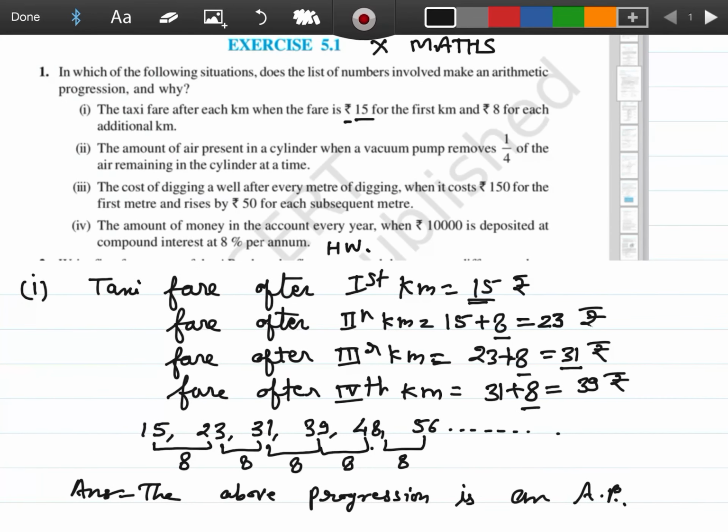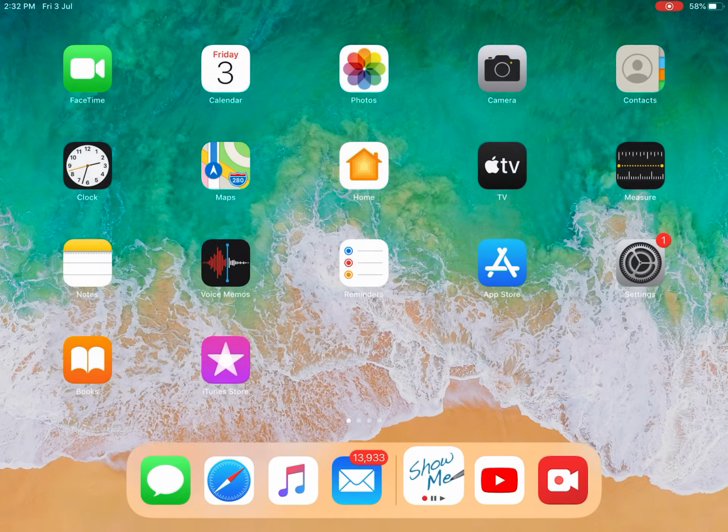Next problem: the cost of digging a well after every meter of digging. It costs rupees 150 for the first meter and rises by 50 rupees for each subsequent meter. But there is a condition: for the first meter the cost of digging is rupees 150, then it increases by rupees 50 for each subsequent meter. So let us see how we can solve it.